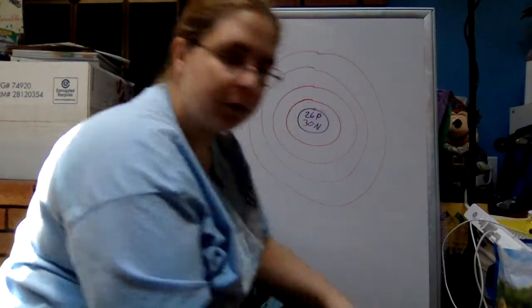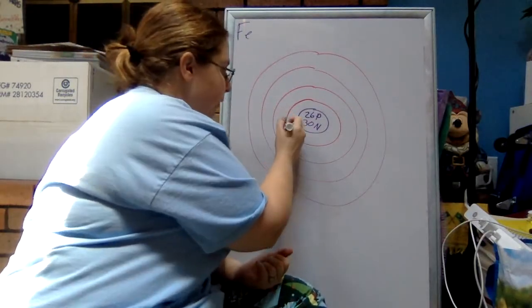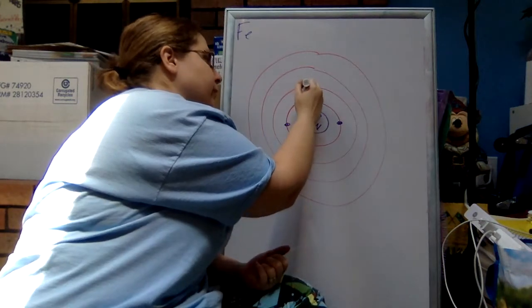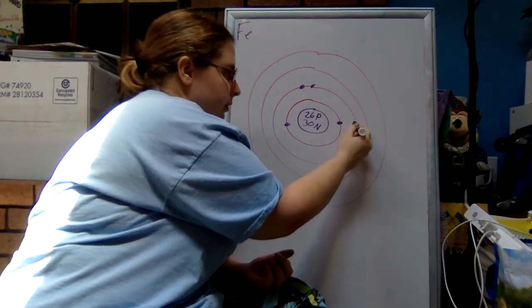Like we said, the first row can only hold 2. We already counted that out in the last one. The next row can hold 8. We counted that out when we did aluminum also.